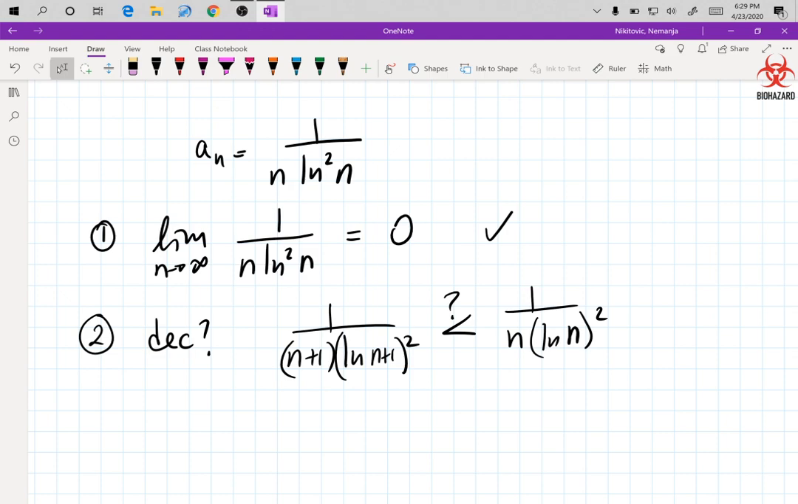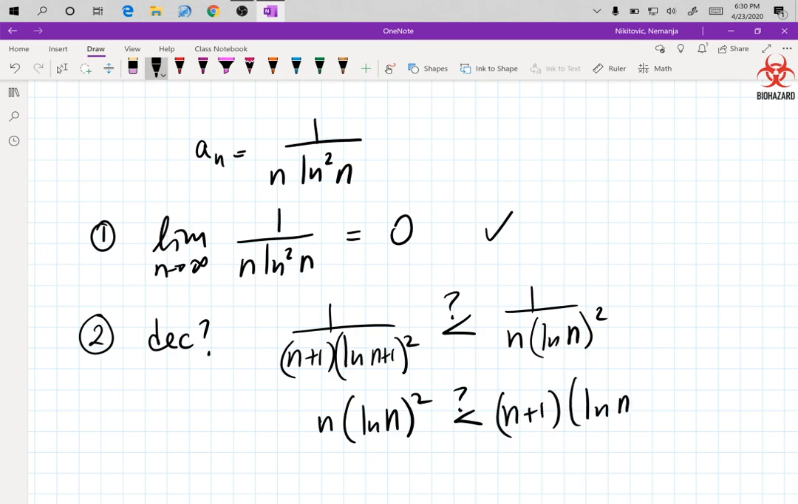So if we are able to establish this, right, we are good to go. Now, if it fails, then we have divergence, right? So cross multiply, we get n ln n squared less than n plus 1 ln n plus 1 squared.